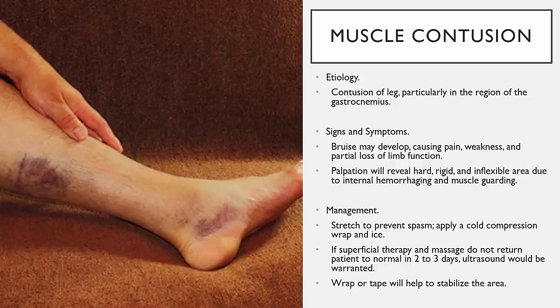The management for muscle contusion is most commonly to stretch to prevent spasm and apply a cold compression wrap and ice. If superficial and conservative therapy and massage do not return a patient to normal in 2 to 3 days, ultrasound may be utilized to help break up the area. To help break up the hematoma in the area, wrapping or tape can help to stabilize the area as well.